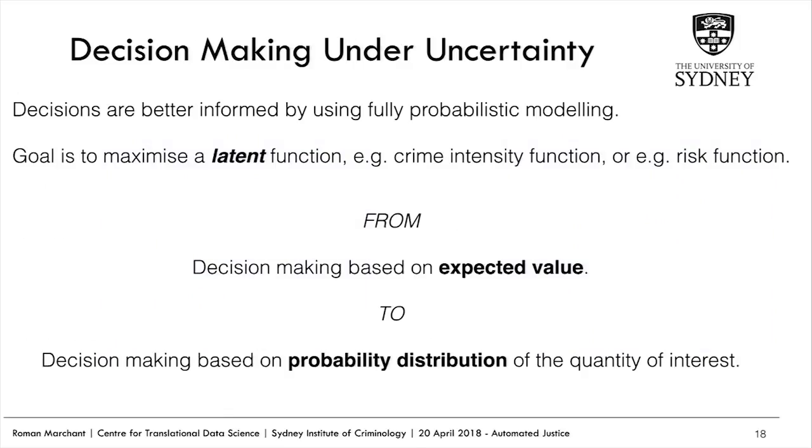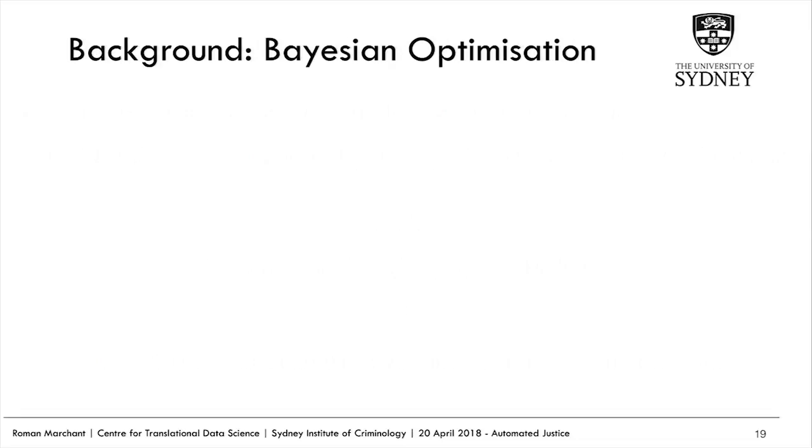Now, how can we use these models to make decisions? This is also using a Bayesian setting. So we're not just building models based on our expected crime rate, but we are quantifying the uncertainty around these models. So we suggest that decisions cannot be just based on an expected value, but they need to be based on a probability distribution. And how do you do that? Well, that's what Bayesian optimization is for.